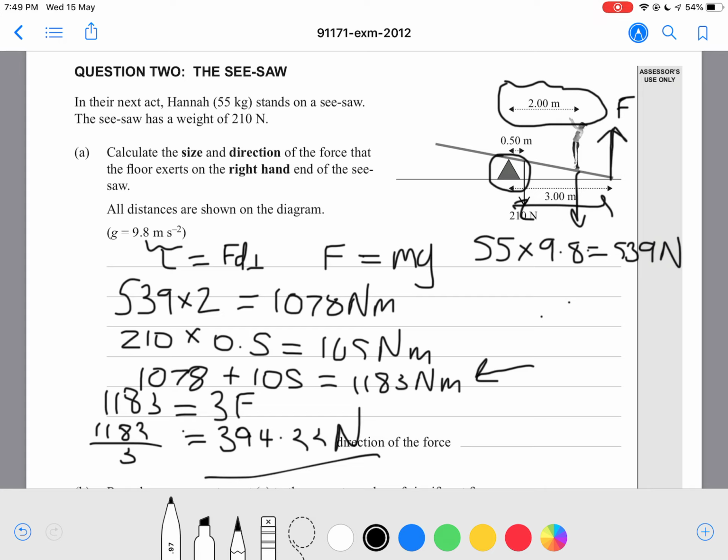Oh, no, I forgot. One thing you cannot forget, I just forgot it right there. The direction of the force. It specifically asks you for the direction of the force. And this is a support force acting upwards, so it's simply up. Just say upwards. If you have both the size of the force and the direction of the force, you'll get an excellence grade.